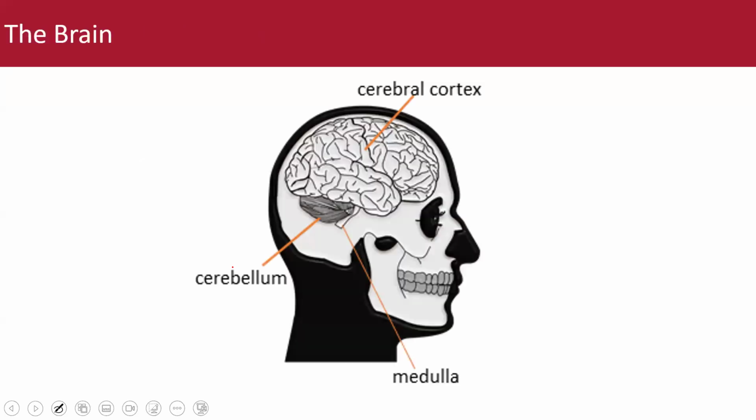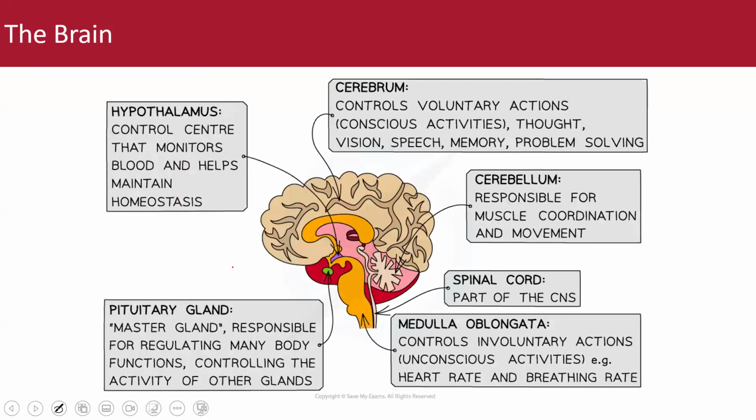Right, brain. So there's the brain. Then there's a breakdown of it. Now I know that we've gone through this in certain sessions a long time ago. Right, so we start at the top. Cerebrum is your voluntary actions. Thought, vision, speech, memory, problem solving. Pretty much what you've got to do is just remember it.